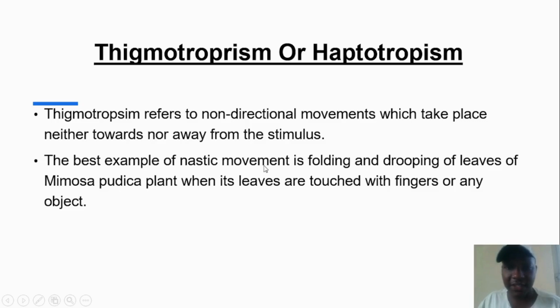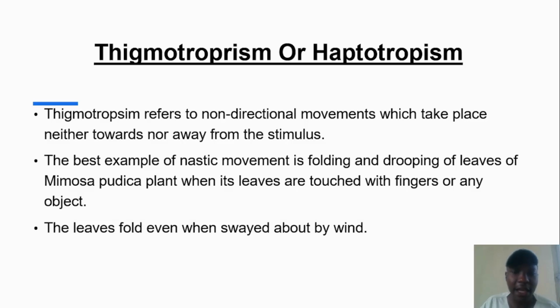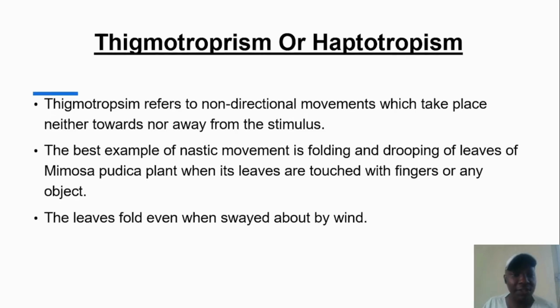The best example of this nastic movement is the folding and dropping of the leaves of the Mimosa pudica plant when the leaves are touched with fingers or any object. So that's one example of Thigmotropism shown by the Mimosa pudica plant, whereby its leaves, when touched with fingers or any object, tend to fold or drop off. The leaves also fold when they are swayed about by wind. So a wind can cause the leaves to fold. That's how they show this kind of tropic response.